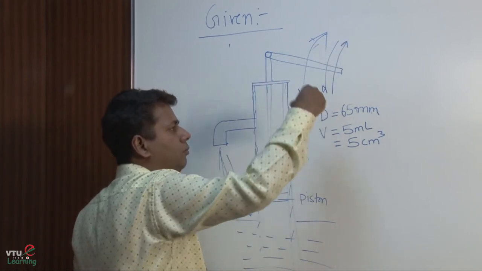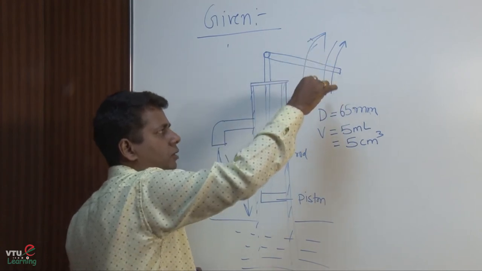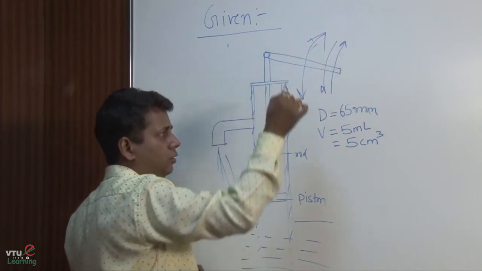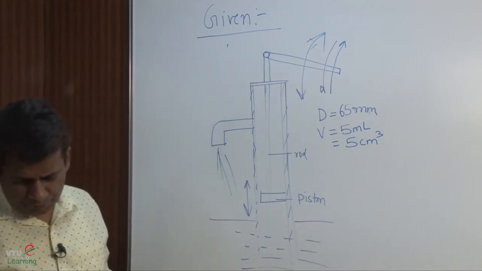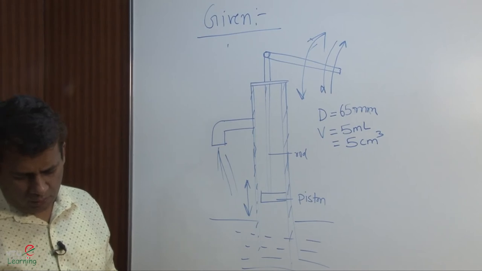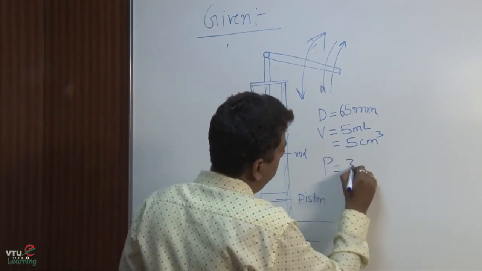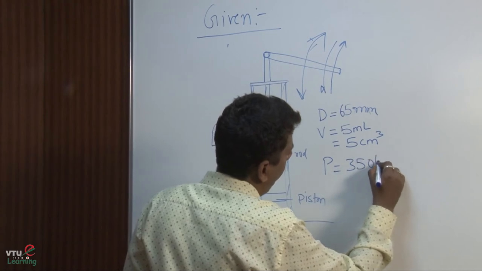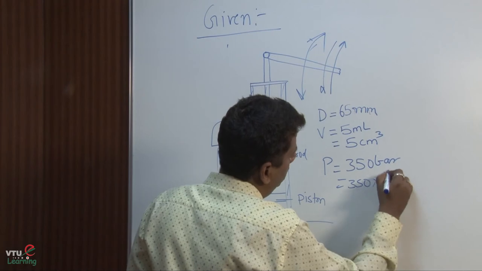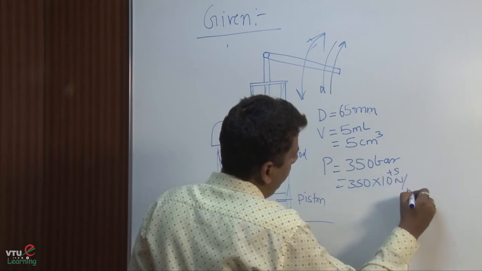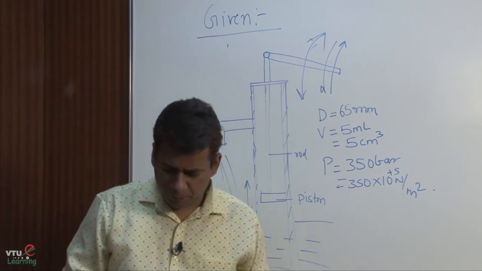So total volume for this is 5. So 2.5 for forward stroke, 2.5 for return stroke. So totally 2.5 plus 2.5, it is 5 centimeter cube, right? So also the maximum pressure is equal to 350 bar or 350 into 10 to the power of plus 5 Newton per meter square. So that is the maximum pressure developed, right?